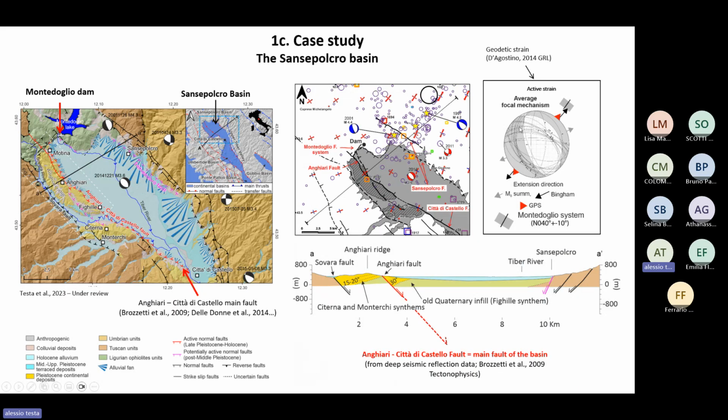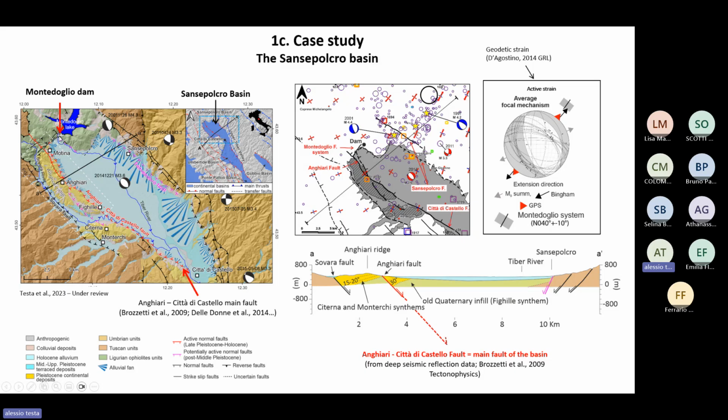The case study, the studied infrastructure, is the Monte d'Oglio Dam, which is located in the northeastern sector of the San Sepolcro Basin in the northern Apennines of Italy. The San Sepolcro Basin is part of the Upper Tiber Valley. It is a northwest-southeast oriented extensional basin bounded by normal faults. The main fault is the Anghiari Città di Castello fault, which is made of two different faults, the Anghiari fault to the north and the Città di Castello fault to the south. We also have an antithetic fault on the other side, called the San Sepolcro fault.